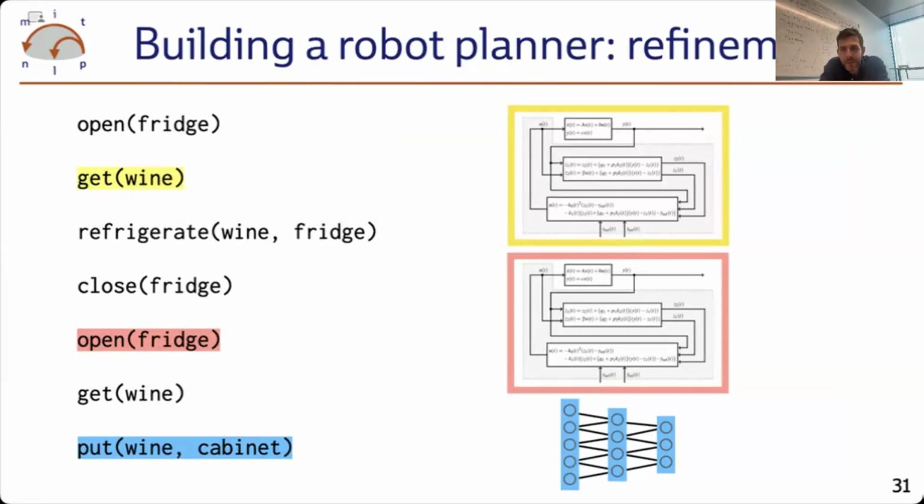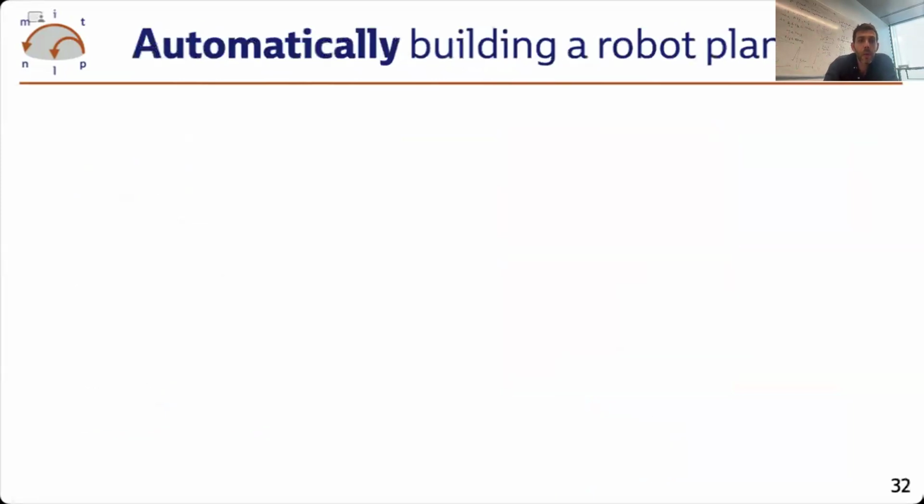Okay, so what we've described so far is the sequence of actions that a human researcher might take to build a symbolic controller. What would it look like now to automate this process?